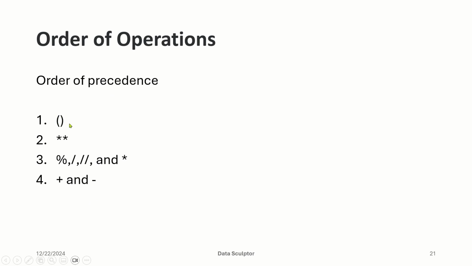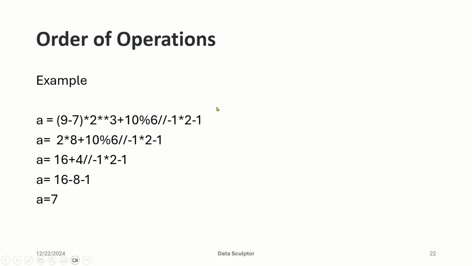First you have the brackets, and then after the brackets execution you have the exponential. Then you have modulo, divide by, floor division, and multiplication. All of these come under the same bucket, with equal priority, and after all of them you have the plus and minus. Just remember: first is brackets, then exponential, then modulo, divide by, floor and multiplication, then addition and subtraction.